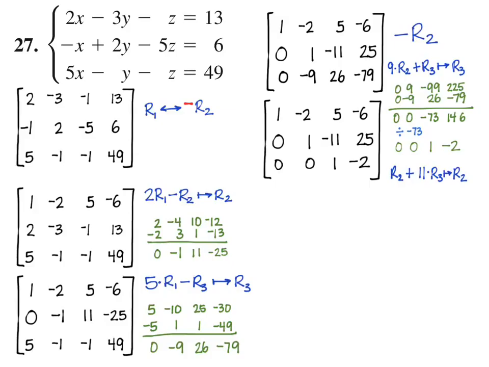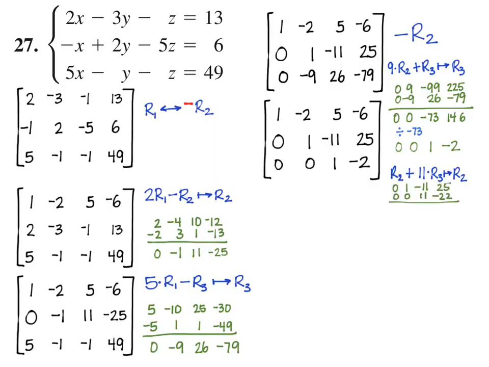And at this point, this is row echelon form because I've got the diagonals of 1, and below the diagonal, every entry is a 0. But now I'm going to work on reduced row echelon form, which means I'm going to make the entries above the diagonal to be 0 as well.